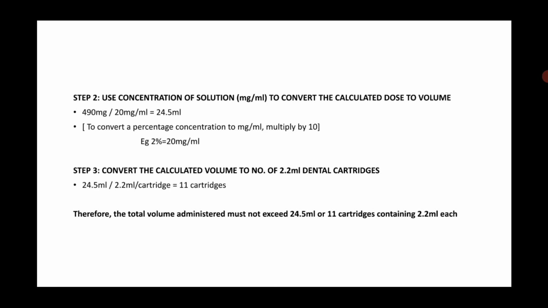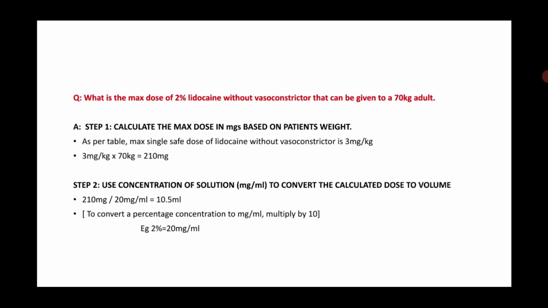So this was regarding the maximum amount of local anesthesia that can be given to an adult with adrenaline. Now coming to the next question, which is without adrenaline, without vasoconstrictor. What is the maximum dose of 2% lidocaine without vasoconstrictor that can be given to a 70 kg adult?